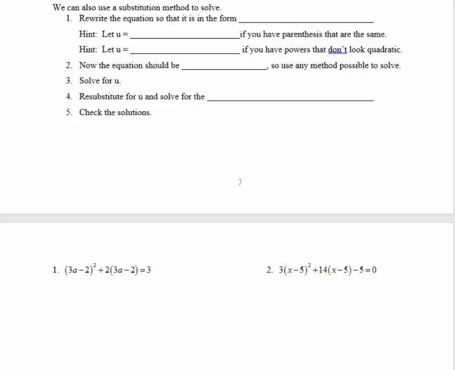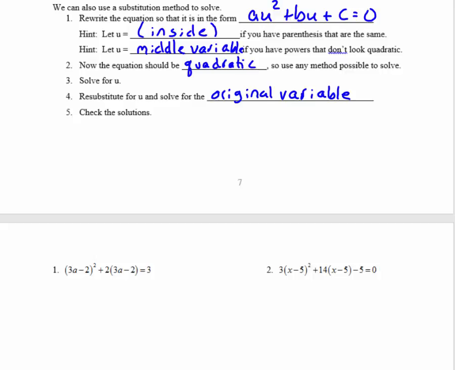When we are trying to make an equation a little bit nicer looking, there are a couple of different hints that I'm going to give to you. Number 1, you want to rewrite the equation so that it is in the form with a u. For example, you're going to want to write it as au squared plus bu plus c equaling 0. Now where is this u coming from?